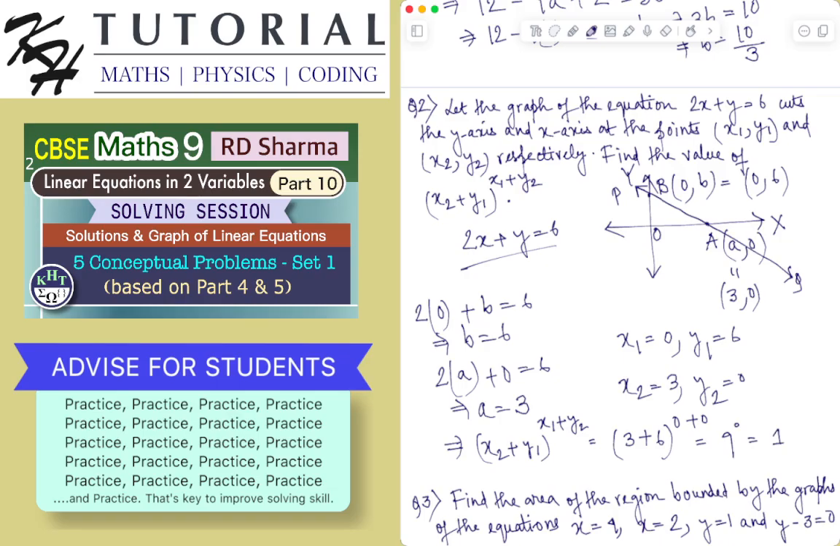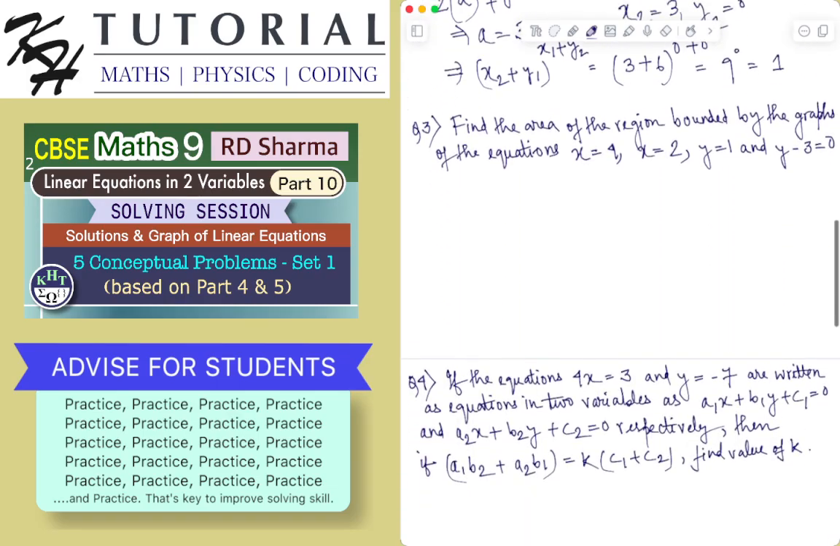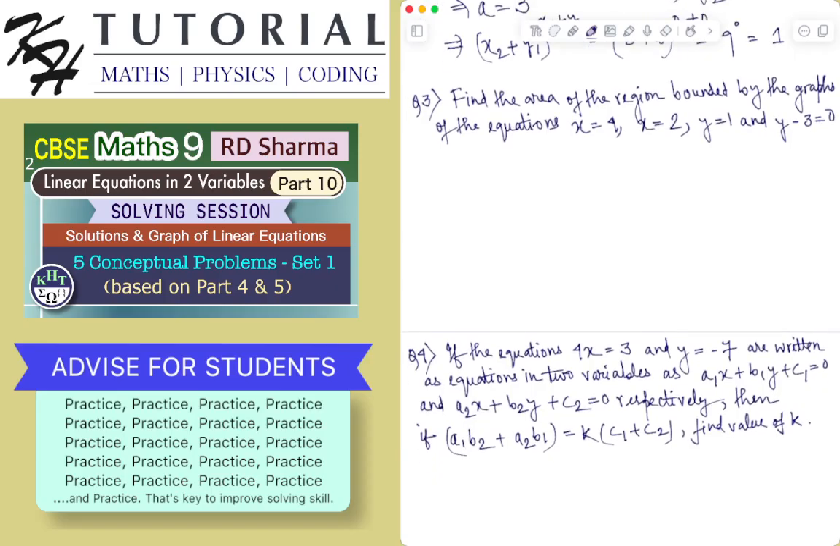Let's see the next problem. Question number 3. Find the area of the region bounded by the graphs of the equations x equals 4, x equals 2, y equals 1 and y minus 3 equals 0. So you must be very clear in drawing the graph of equations of the form x equals a or y equals b, where a and b are some real constants.